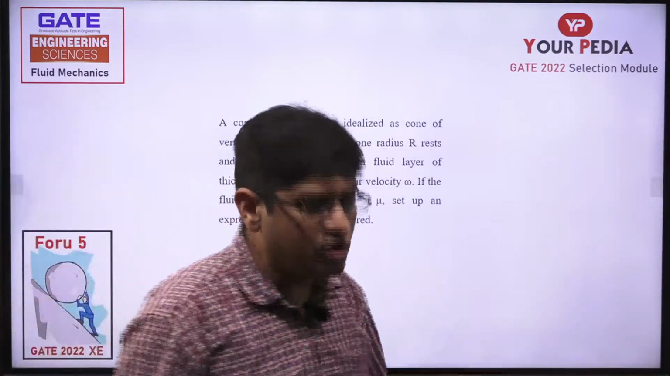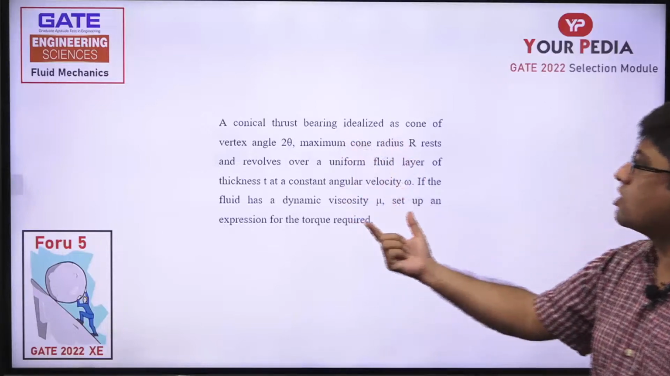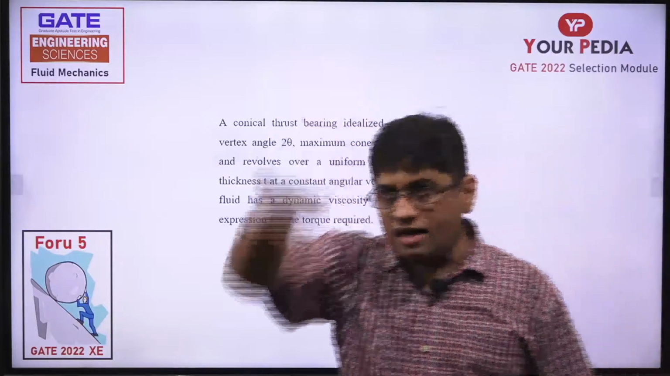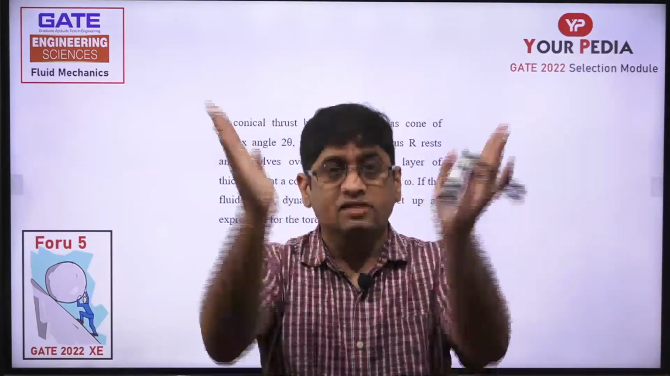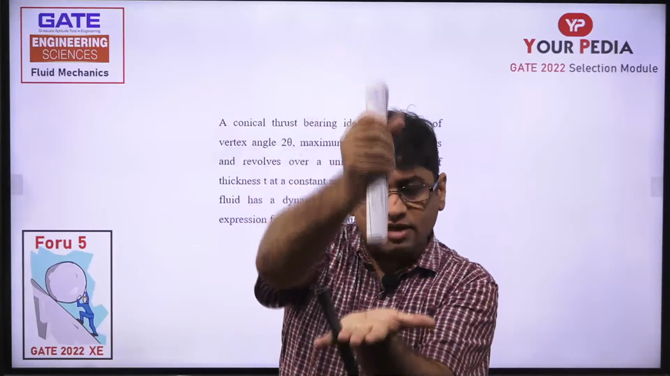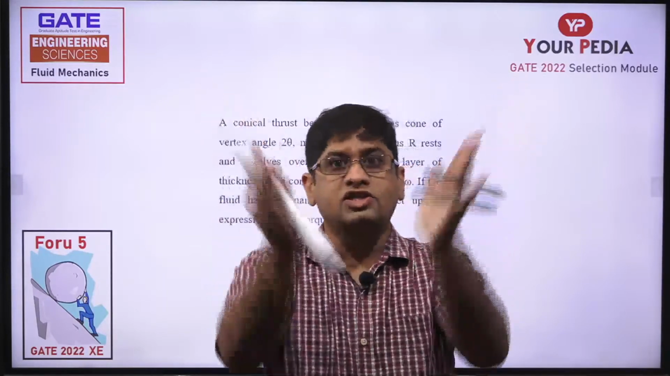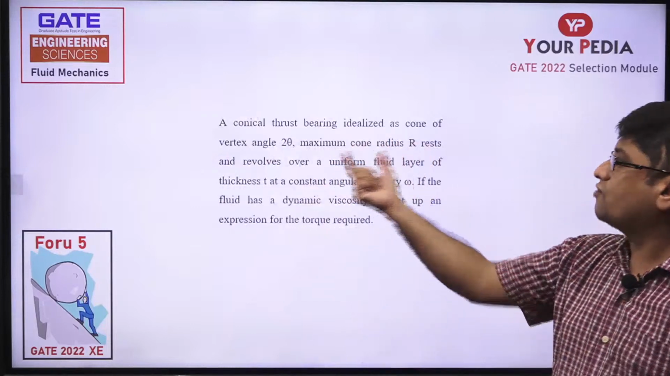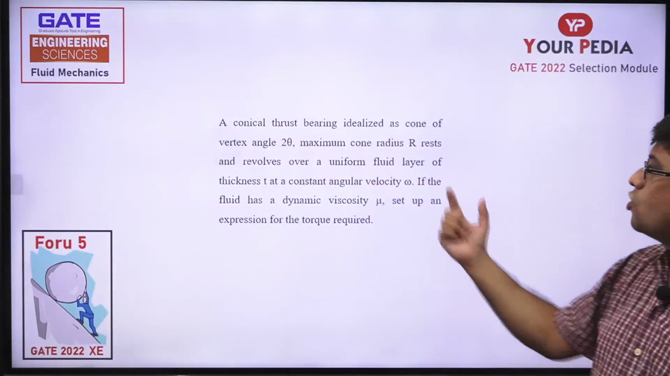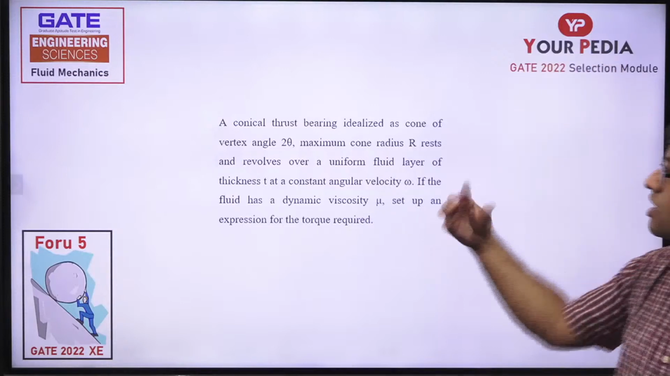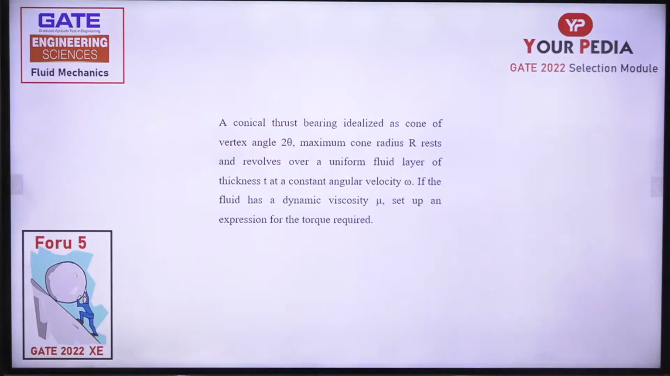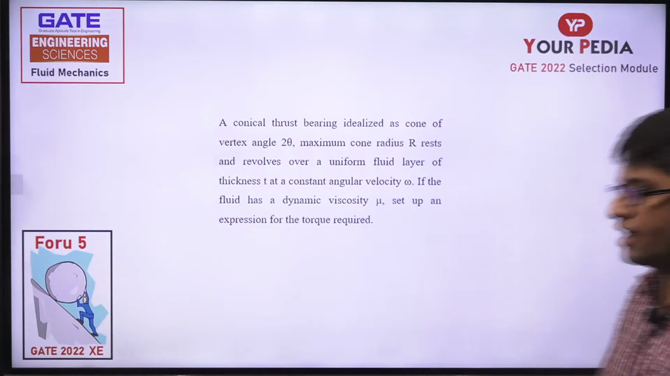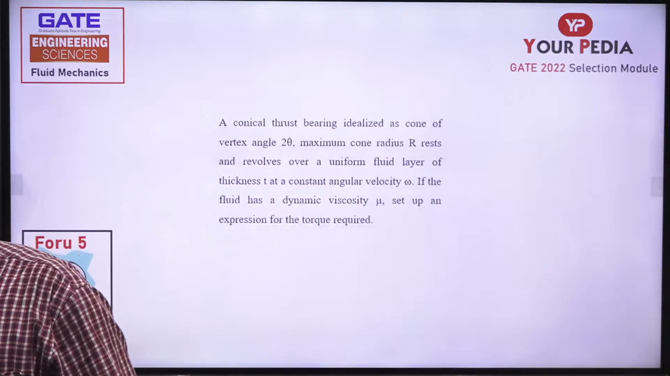Now it is given as a conical shaped body. There is a conical thrust bearing. You know the thrust bearing? The bearing which sets against that particular wedge. So a conical bearing is given, not a cylindrical bearing. Cylindrical bearing is like this, thrust bearing is like this. Conical shape thrust bearing with vertex angle 2 theta and maximum cone radius r, resting and revolving over a uniform fluid layer of thickness t at constant angular velocity omega. So this is the third case, and we have to find the torque expression for this. Let's try to find the answer.